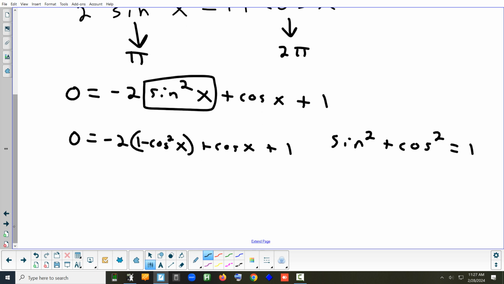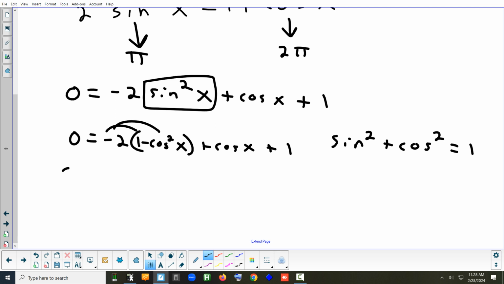Now, what do we have to do? Distribute. And when you distribute, what's going to happen? The cosine squared is going to become positive. That's why I put the cosine squared on the right side, because I knew that was going to happen. If you didn't know that was going to happen, it's not a big deal. It's going to end up negative, and then you're going to multiply everything by -1. But I just avoided that.